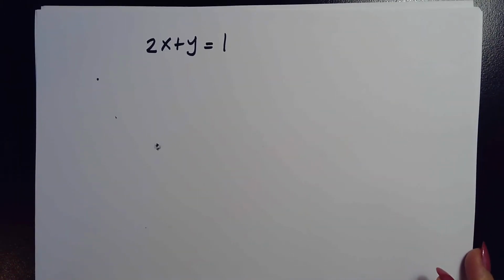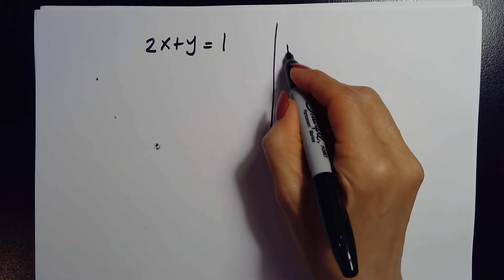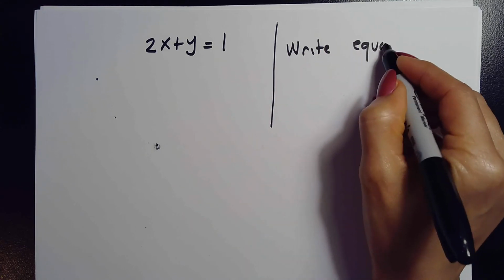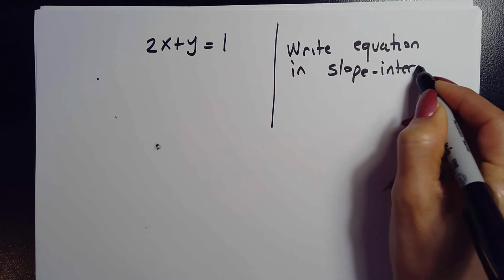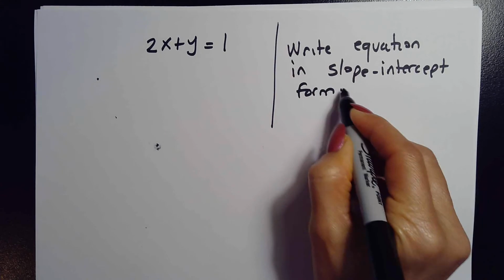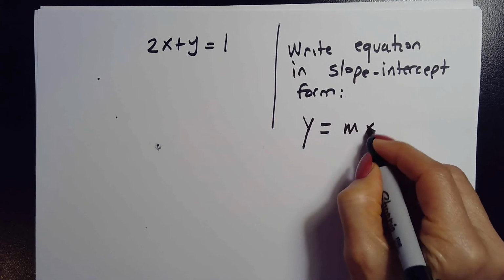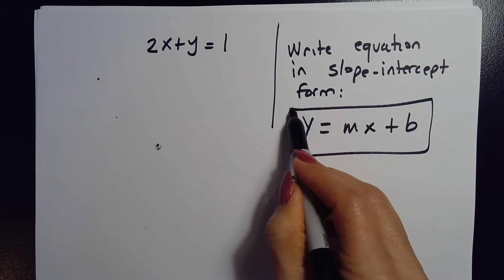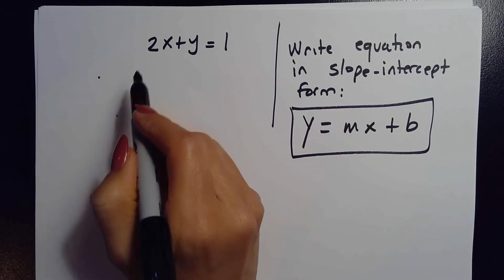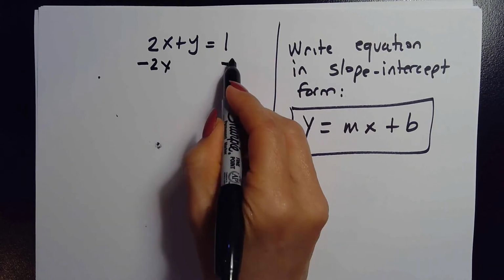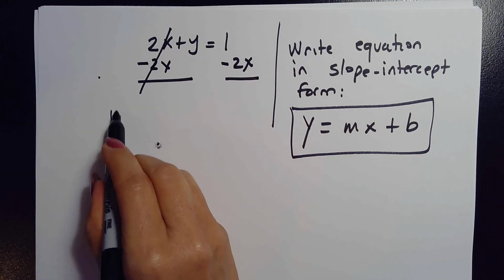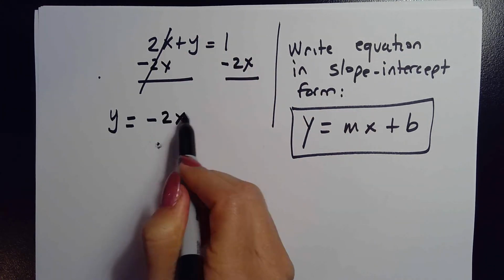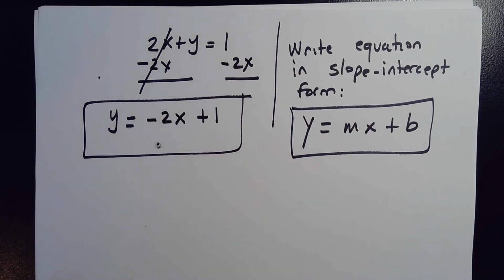And you lower it. Now, to find the slope, we must write the equation in slope-intercept form. And this form looks like this: y equals mx plus b. In other words, you just need to solve for y. So I'm going to solve for y here. I'm going to do minus 2x on both sides, so I can isolate the y. And this gets rid of the 2x, bring down the y, is equal to negative 2x plus 1. Now this is in slope-intercept form.